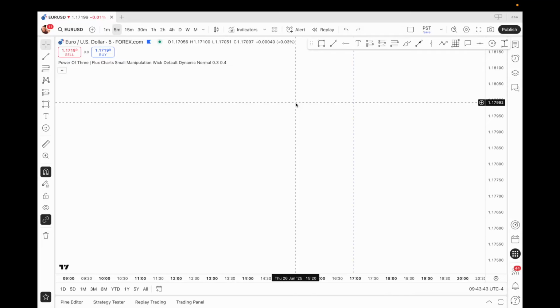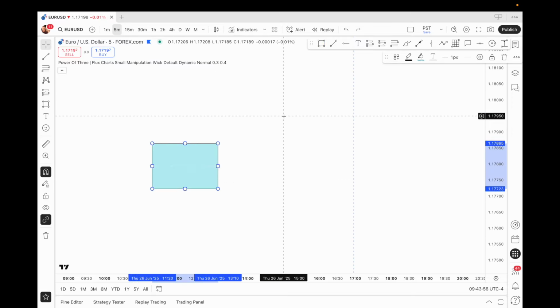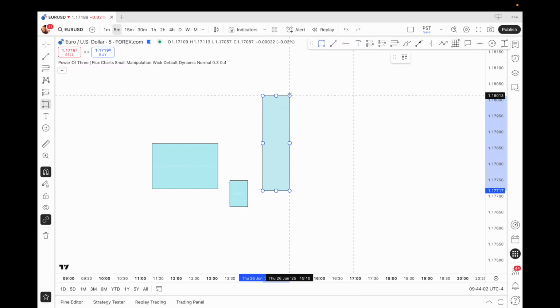Alright everyone, so in this video we are going to talk about the Power of 3 by Flux Charts. This is an indicator we're going to use to help us with our trades. We have 3 stages: accumulation, manipulation, and then distribution.